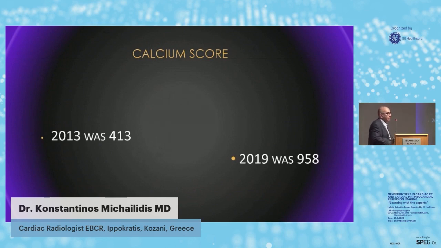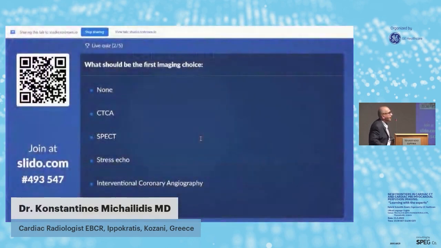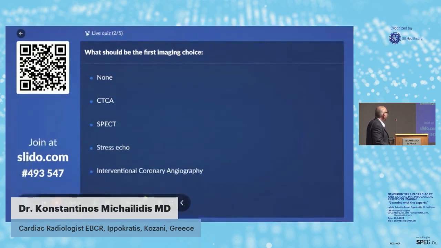What do you think we should do with this patient? He's asymptomatic, and there is no stress test finding, nothing else. He is asymptomatic, but he is being checked because he does not behave with treatment and smoking, basically, with prevention. So what do you think we should do for him? Should we do nothing? CTCA, SPECT, stress echo, or interventional coronary angiography?